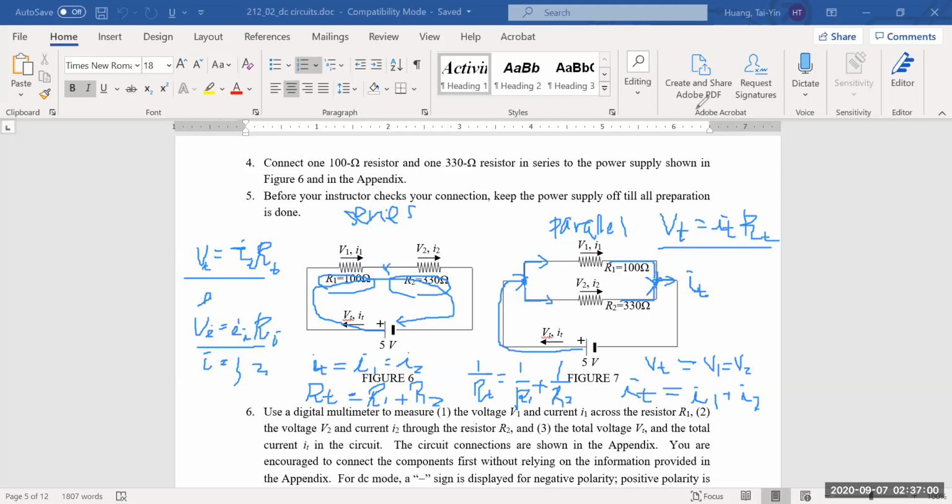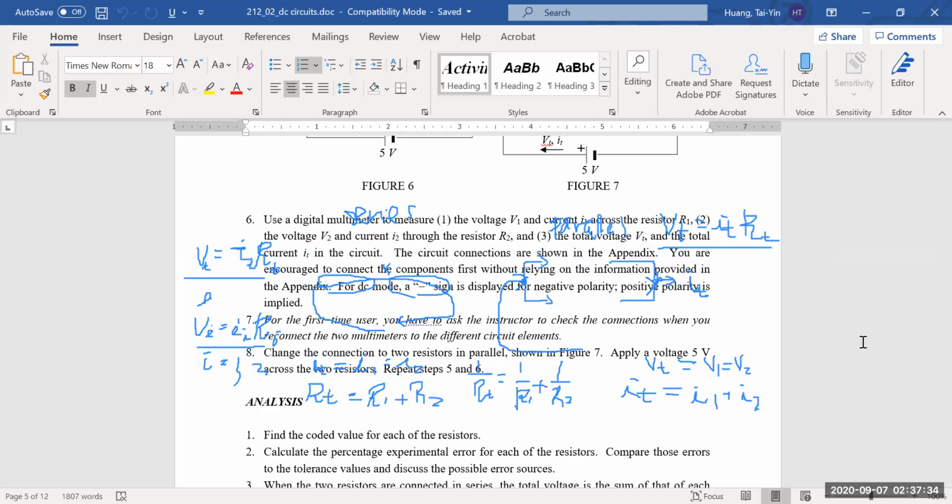Alrighty. So the main thing is that for series circuits, this is how we calculate the resistance of the circuit, and this is the current. Current stays the same, voltage will be different. And for a parallel circuit, voltage stays the same, current will be different. And this is the equation to calculate the R. And so, hold on.